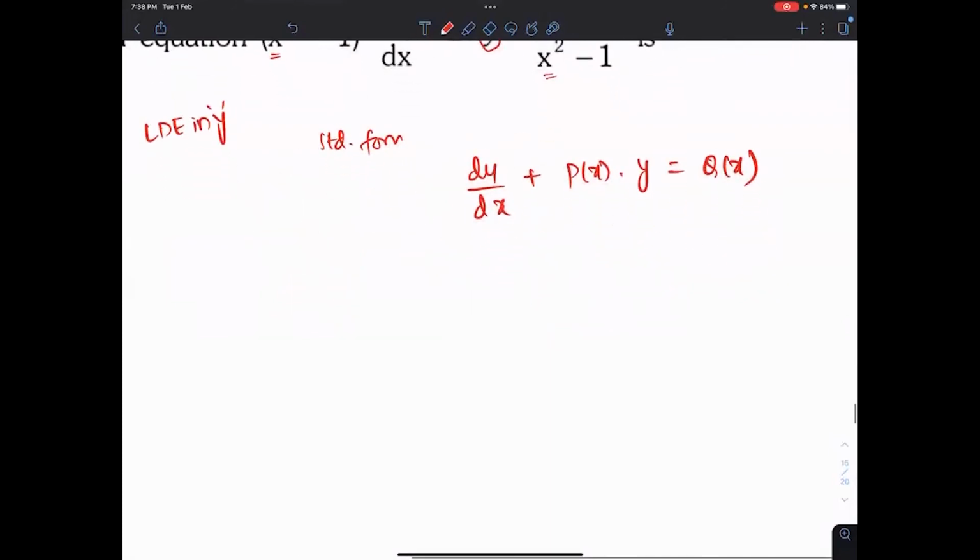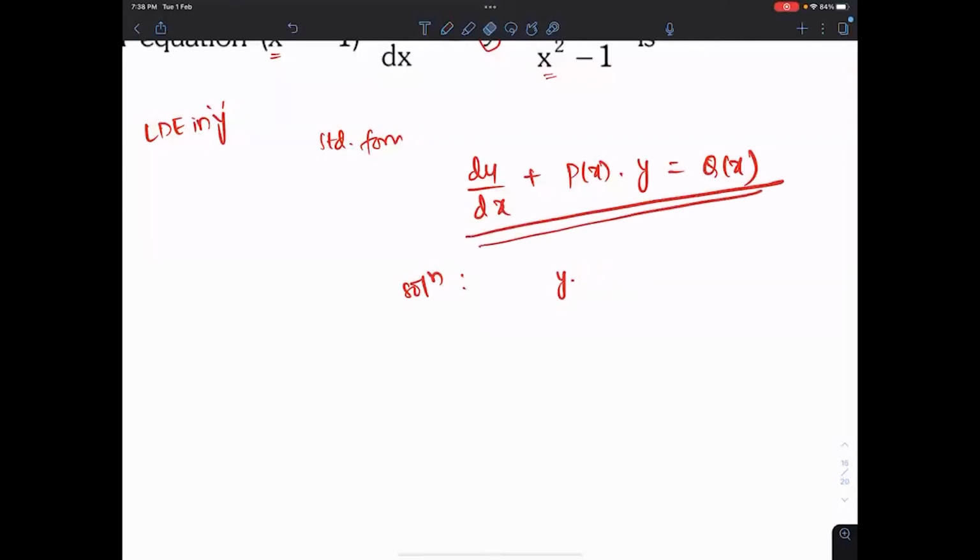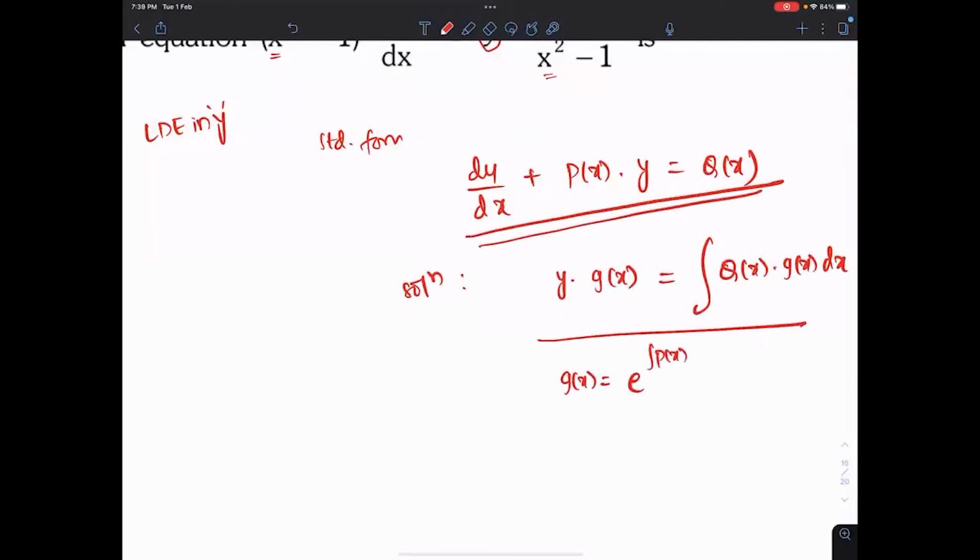No? So y into the integrating factor, the solution will be this. The solution for this differential equation will be y into, let me not call it the integrating factor, y into some function g(x) equals the integral of Q(x) into g(x) dx. So this will be the answer for the differential equation. Now, what is that g(x)? g(x) is e to the power integral P(x) dx. I hope you know already.